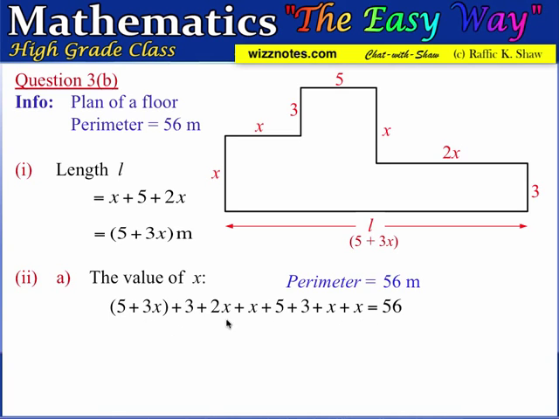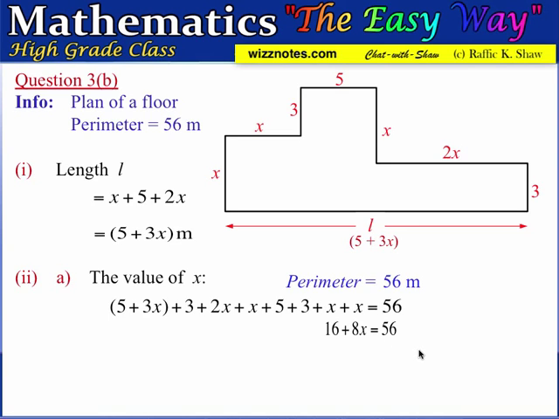It's a matter now of simplifying this equation and solving for x. In terms of the numbers, 5 plus 3 is 8, 8 plus 5 is 13, and 13 plus 3 is 16. So that's 16. And in terms of the x's, 3x plus 2x is 5x, 5x plus x is 6x, plus x is 7x, plus x is 8x. And so this side reduces to 16 plus 8x. And so we have 16 plus 8x equals 56.